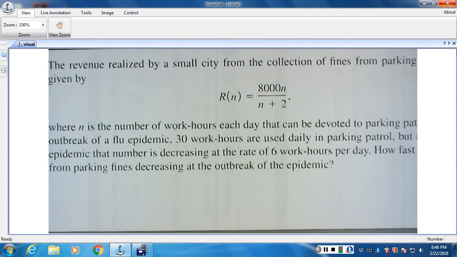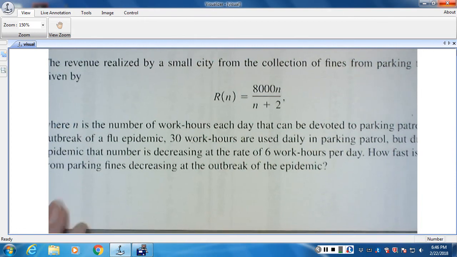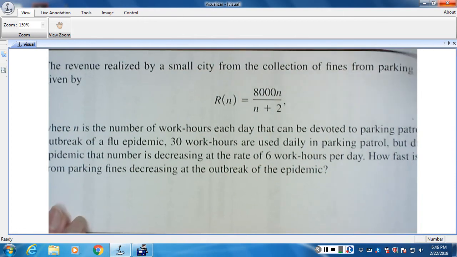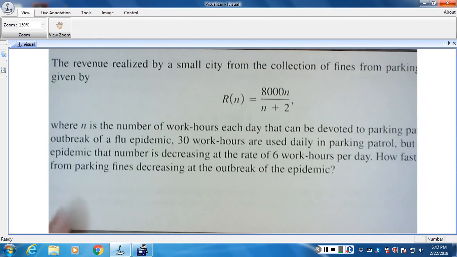We have an application problem. This application problem, the actual calculus that we're going to have to do is very simple. It really isn't difficult at all. The difficult part of this problem is figuring out what it is we're supposed to do with it because of the way that it's worded.